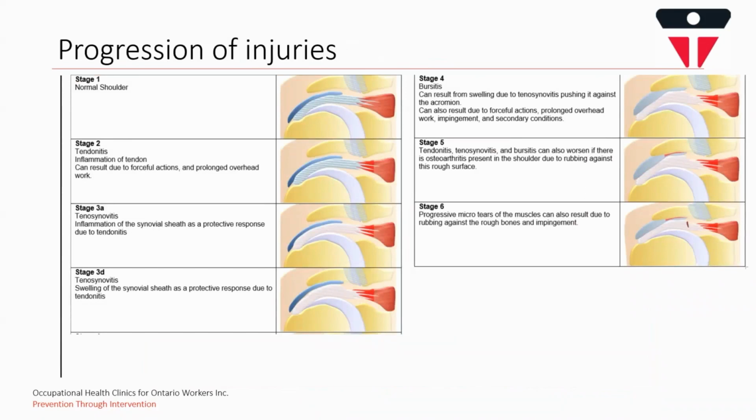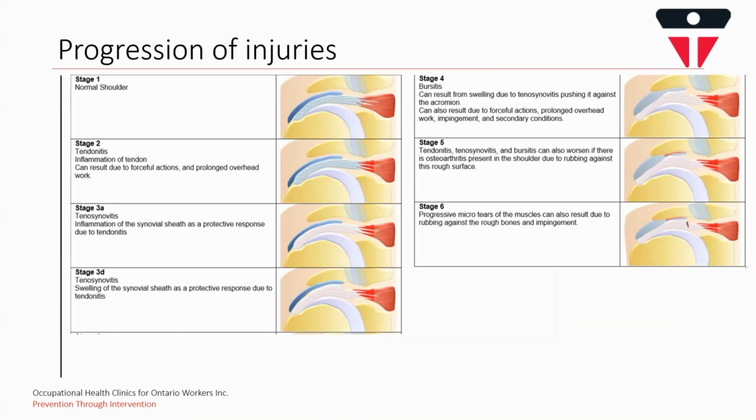Now, research is starting to notice that these injuries are not happening independently. They're actually happening as part of a continuum. Stage one being, for example, a normal shoulder. Stage two, we get tendonitis, an inflammation of the tendon that can result due to forceful actions or prolonged overhead work. Stage three, we start getting tenosynovitis, that protective response of the tendon by secreting synovium.